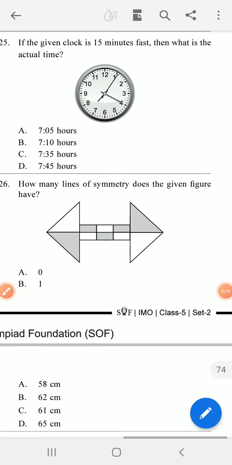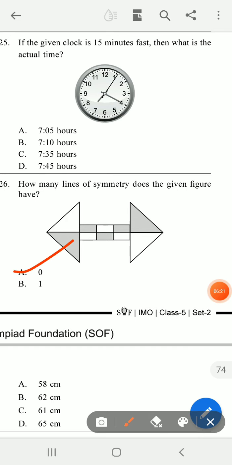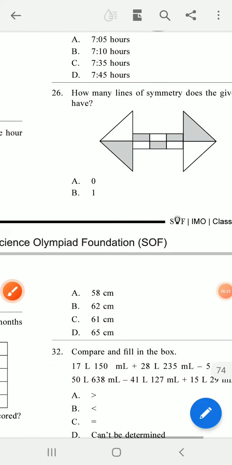Next, how many lines of symmetry does the given figure have? 26. So the line of symmetry you can find out. A is the answer. 0 lines of symmetry. There is no line of symmetry here.